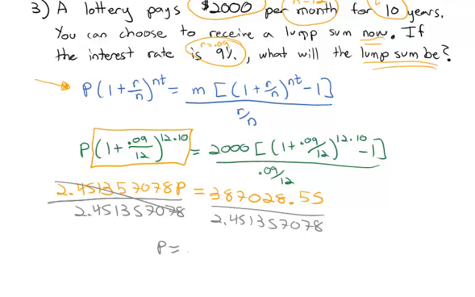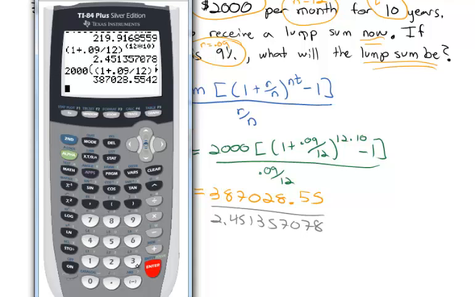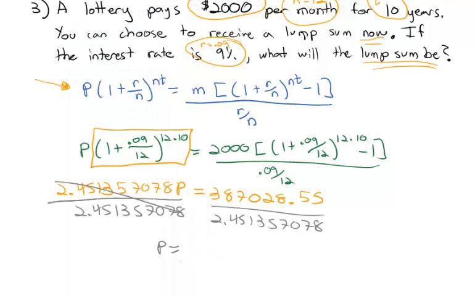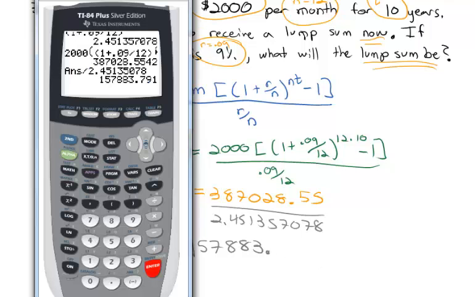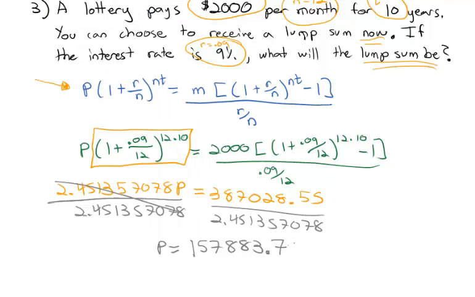Probably a little more than we had to do to get accurate to the penny, but that's okay. So we're going to take that previous answer, and we're going to divide by 2.451357078. And that lump sum is $157,883.79.